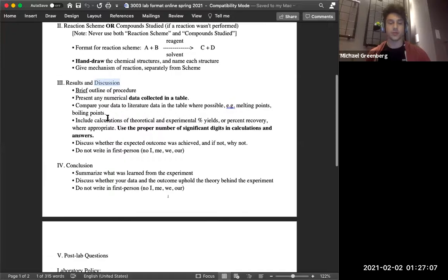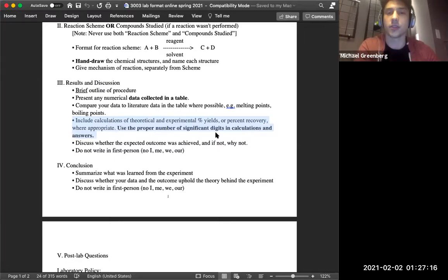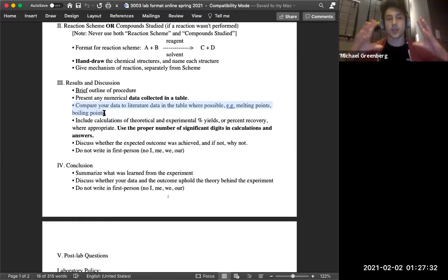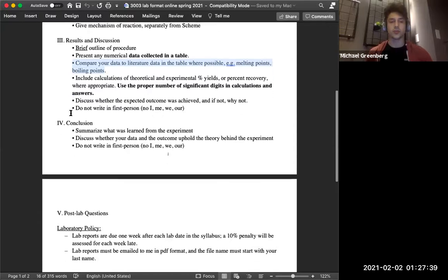Also, in your results section, you're going to show all the math that you do. You're going to include calculations of theoretical and experimental yields, percent recoveries, et cetera. You're going to be including tables. So all of the calculated results that you got, you're going to put them in nice tables, and that way we can see all of your data at once.